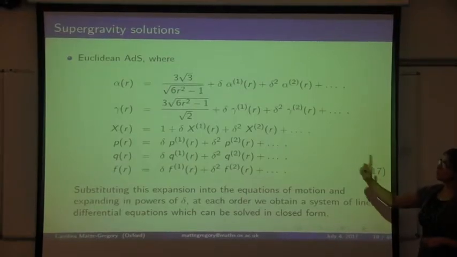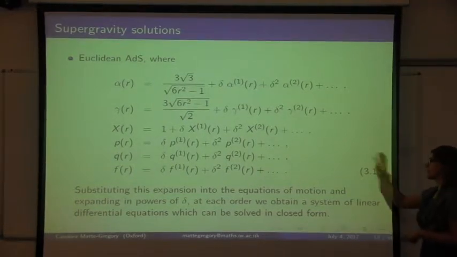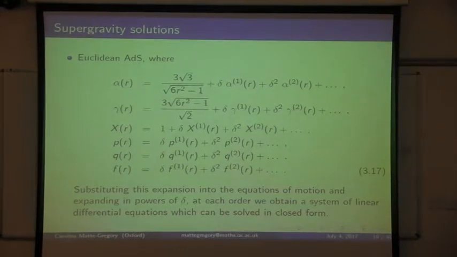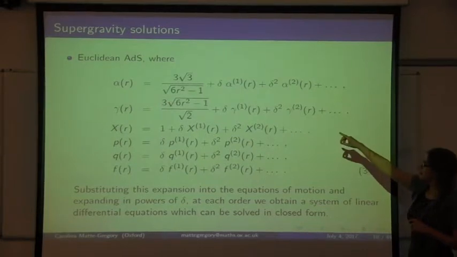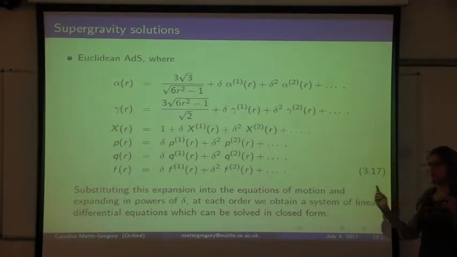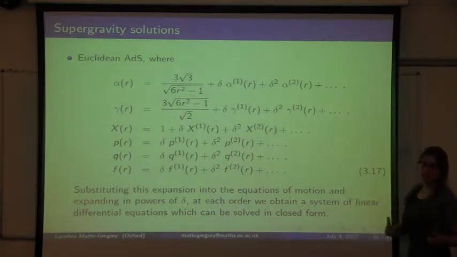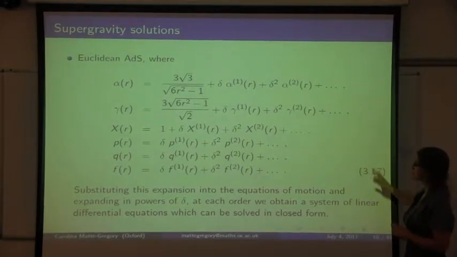You can also do your expansions, and particularly you need this for the energy, around the AdS vacuum. This expansion is in a parameter delta, and then you take delta to be small. This is not really a solved part; this is just a setup.